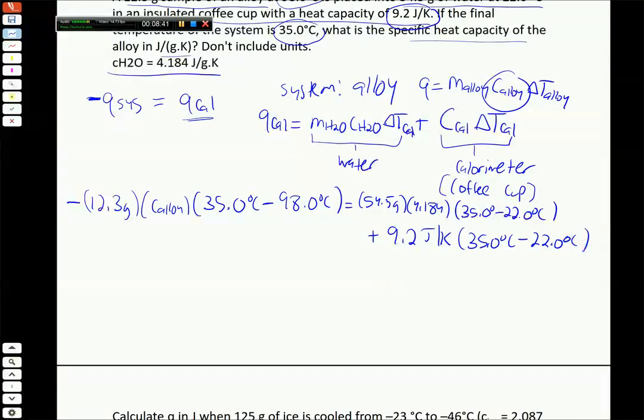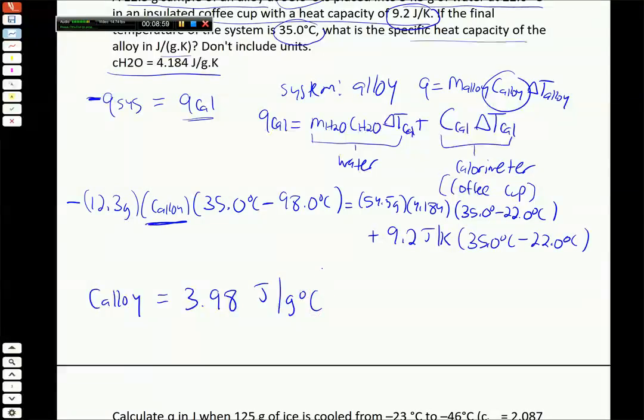Alright, so now we have an equation where this is our only unknown, the heat capacity of the alloy. And when we solve that, assuming I did my algebra correct, which I had to take a quick break to do, I got the heat capacity of the alloy is 3.98 joules per gram degree Celsius.